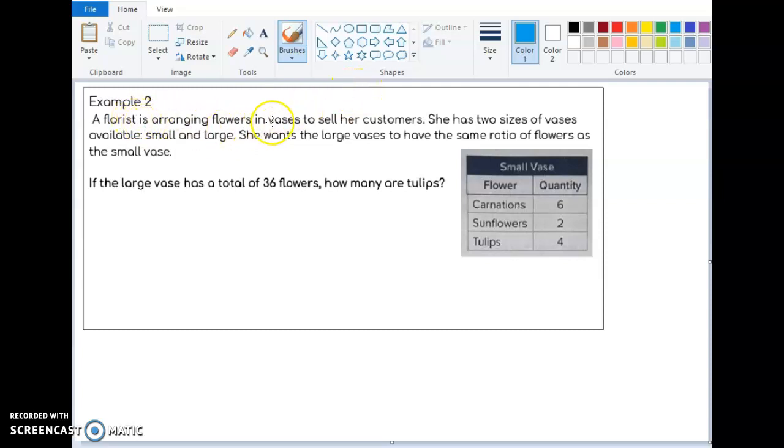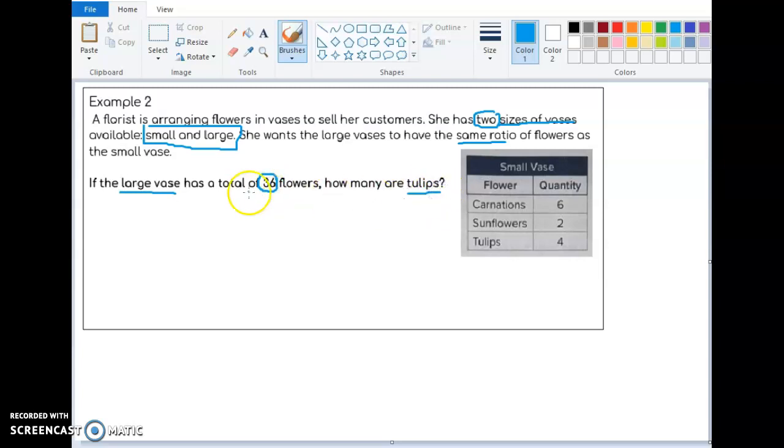A florist is arranging flowers in a vase to sell to her customers. She has 2 sizes of vases. That seems important. They are small and large. These seem really important, so I'm going to box them because I think they're extra important. She wants the large vase to have the same ratio of flowers as the small vase. Okay? If the large vase has 36 flowers, how many tulips?